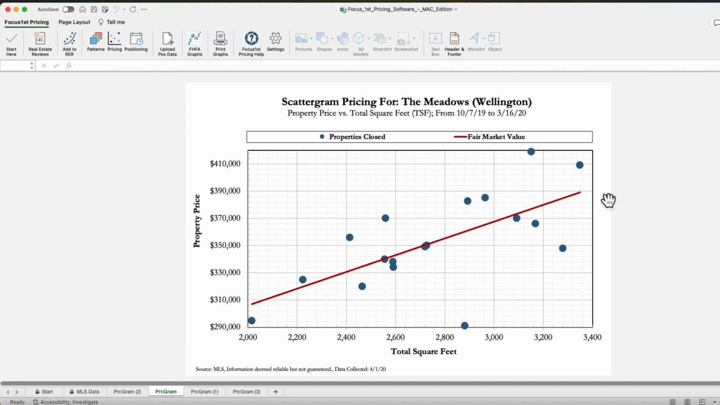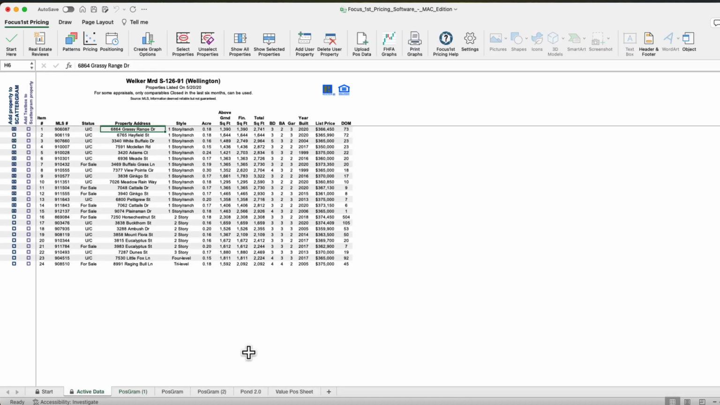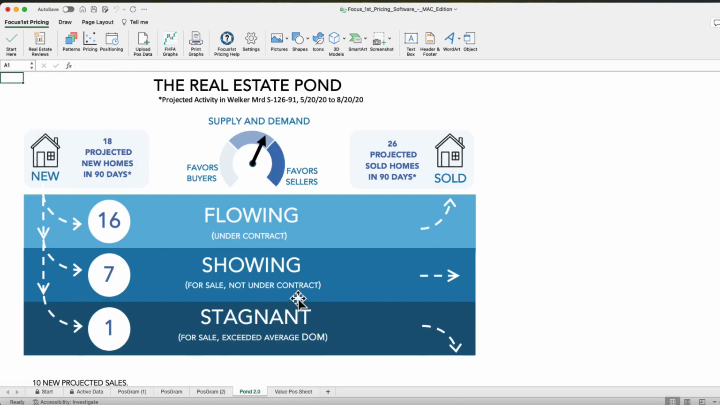Now, when it gets to positioning, we're using active information, but we still need the 2 years of status. The reason why comes down to this pond. This pond is basically using a time to close graph, a buying pattern, and an odds of selling mixed together to create a pattern that we're then able to predict into the future, the next 90 days, what's going to be sold and what's going to be coming on the market. The important piece is that we really need that 2 years of information to make a long enough numeric progression to have it be accurate.